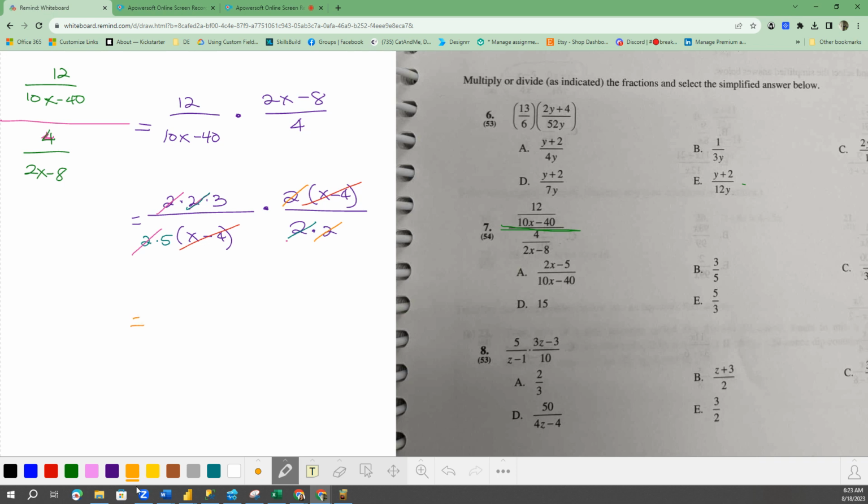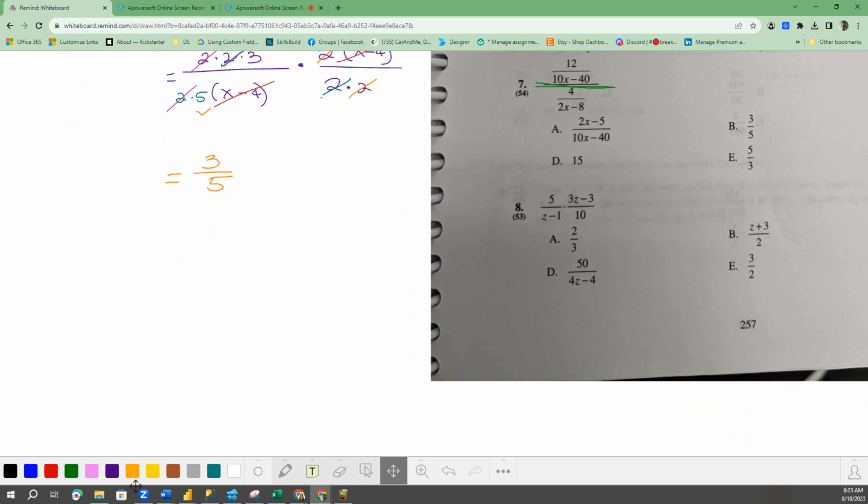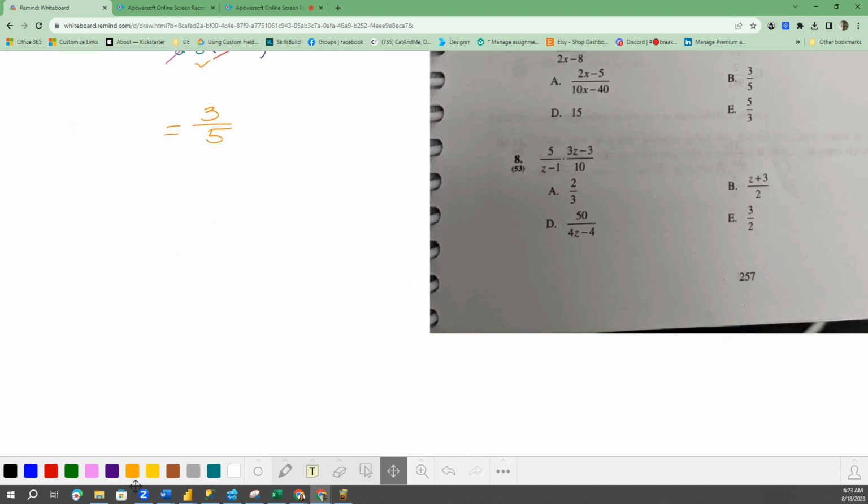So now what's left? This is the one on the numerator, this in the denominator. So you have 3 over 5. Not 5 over 3. Okay. All right, try that again on your own. So let's try number 8. Pause this video if you're working on your own and then move on to number 8.